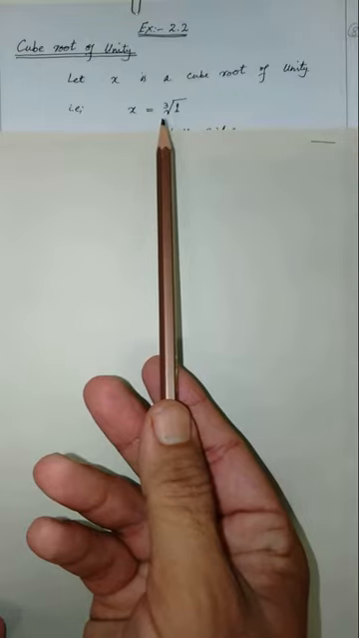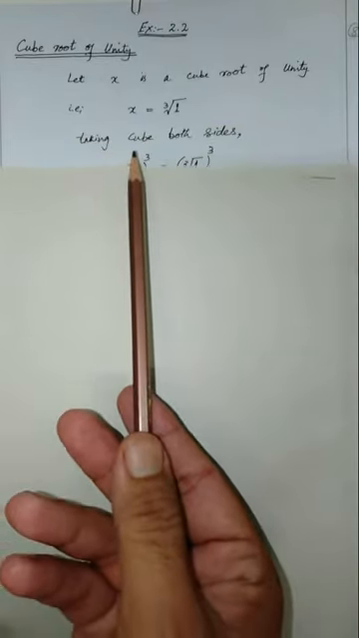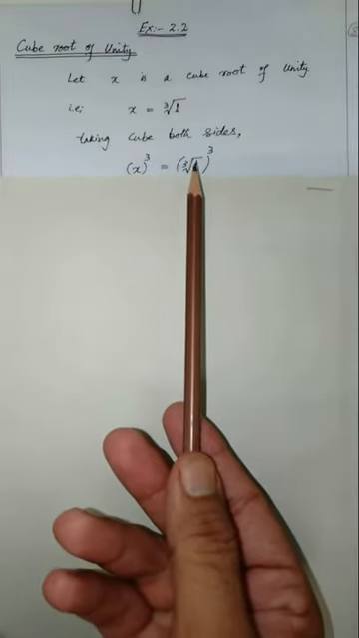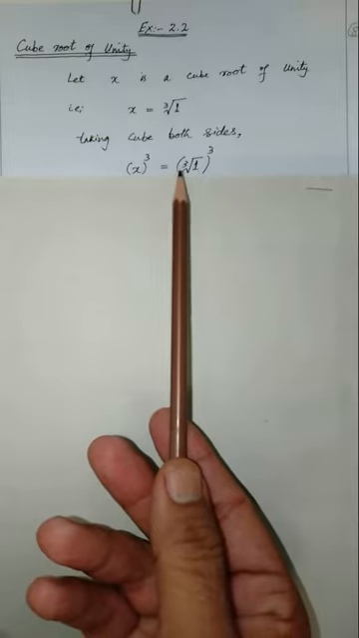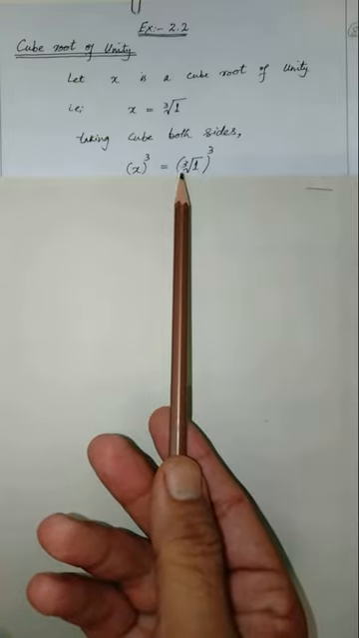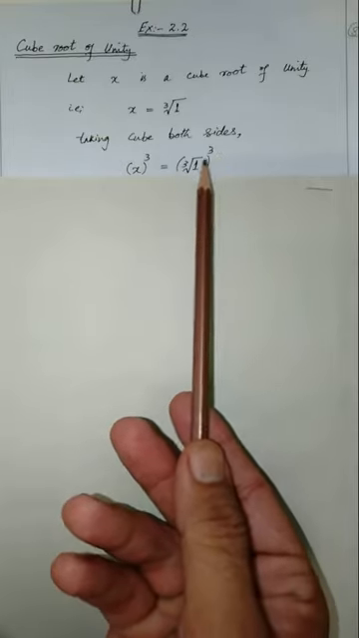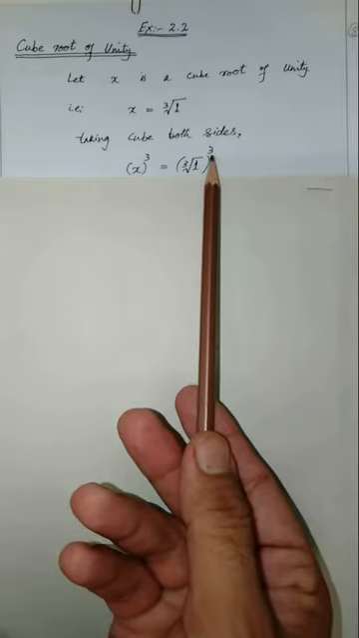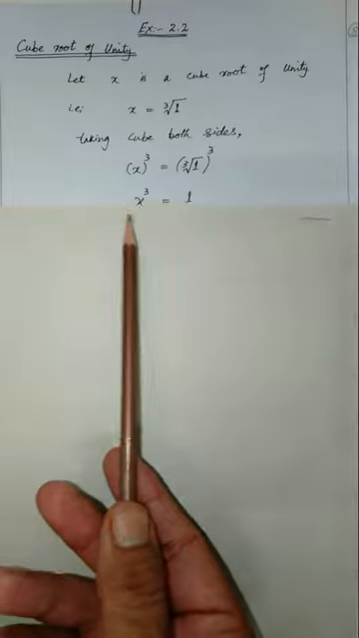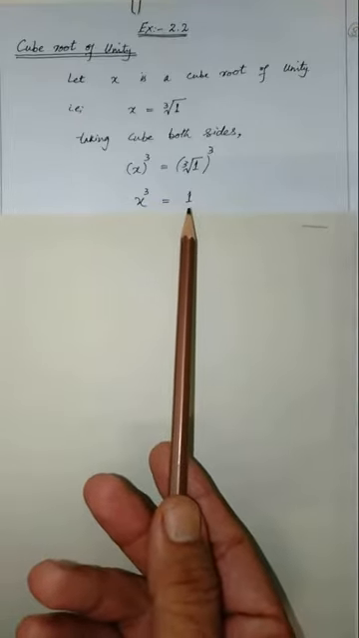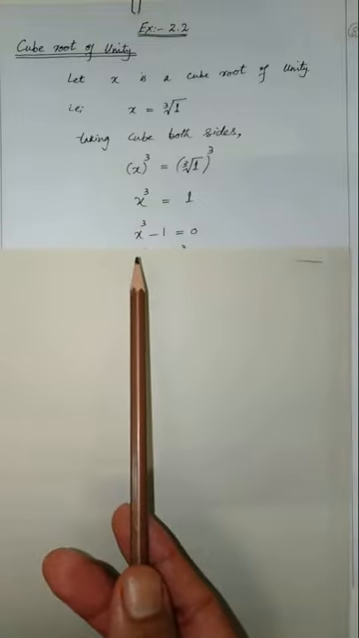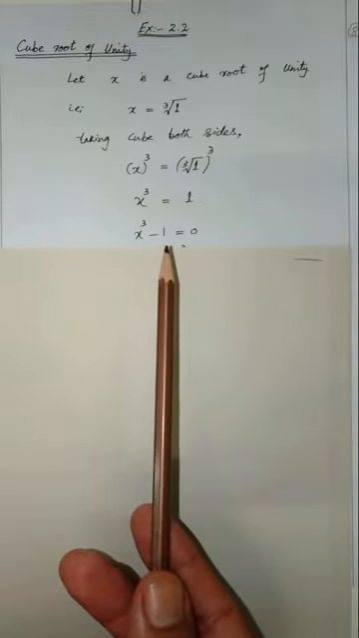Now to remove this cube root, cubing both sides. Taking cube both sides, so cube of x and cube of the cube root of 1, whole power 3. Radical sign with index 3 and power 3 are cancelled. So x cube is equal to 1. Now shift this 1 to the left hand side. So x cube minus 1 is equal to 0.